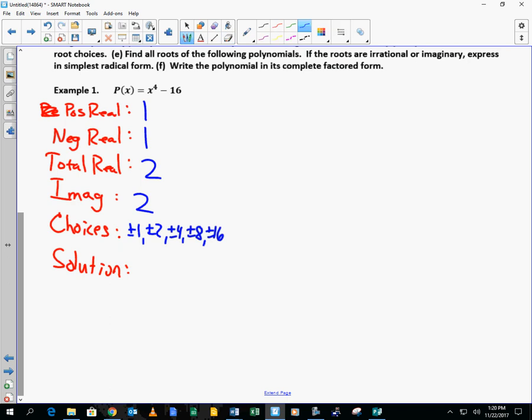So, would you like to use the rational root theorem, or would you like to factor this? Factor it. So 0 equals... How does it factor? Yeah, good. Well, that factors, doesn't it?